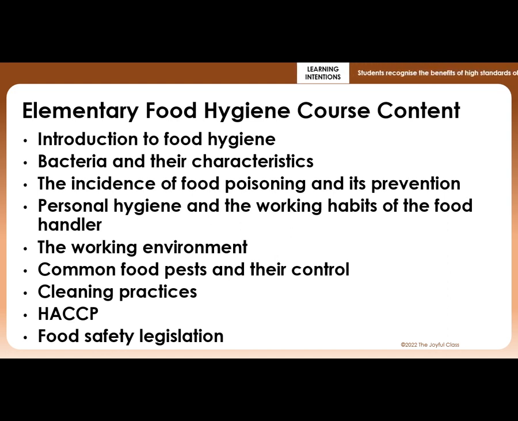So the whole course is, we'll start off with an introduction to food hygiene, then we'll go on to bacteria and their characteristics. The third lesson will be on incidences of food poisoning and its prevention. Personal hygiene and the working habits of the food handler will be next. Then it'll be working environment, that's the hospitality industry. And then we've got common food pests and their control. Finish off with cleaning practices, and then HACCP, which is Hazard Analysis Critical Control Point, and food safety legislation.